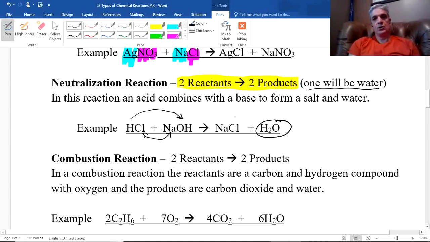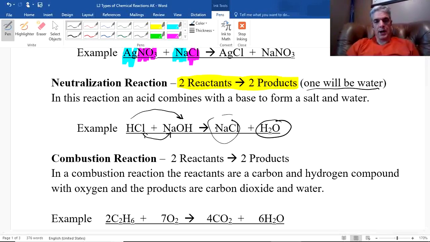And you also get what we refer to as a salt. NaCl is a salt, so it's table salt. But even other ones that form, we often refer to as the salt that's being produced. So form a salt and water, okay?